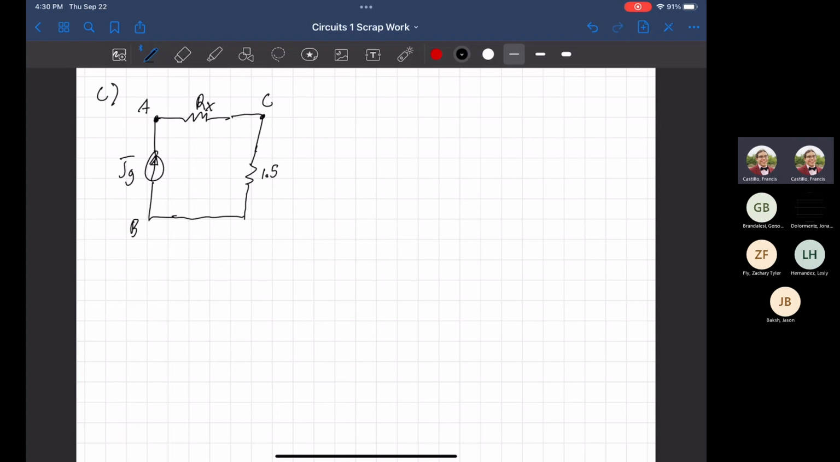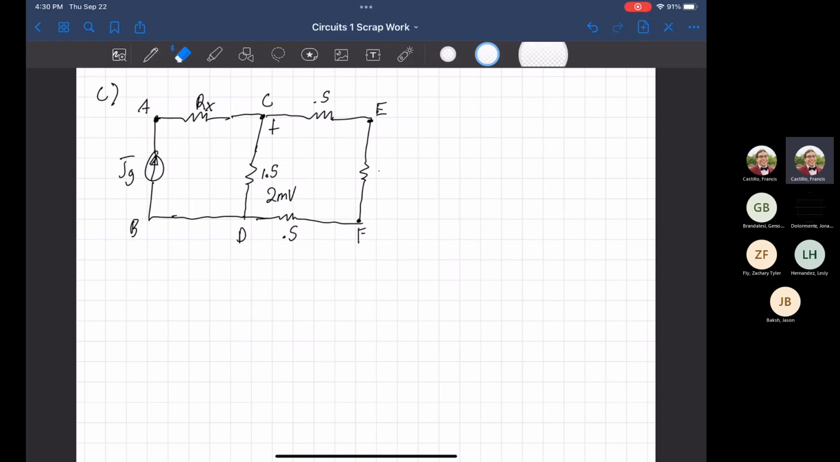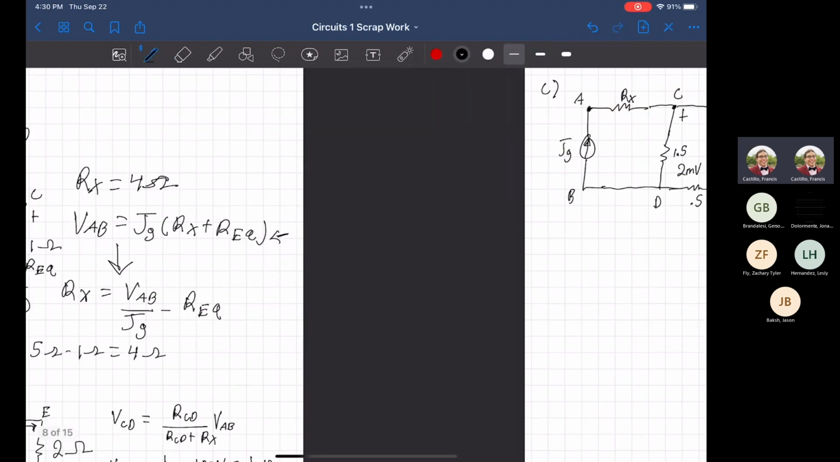1.5 ohms. We just learned that across node CD is 2 millivolts, meaning over here between C and E, I'm going across down to F, all the way over here. Here's the 0.5, 0.5. There. Now, we go back to our previous work in the original circuit between E and F.